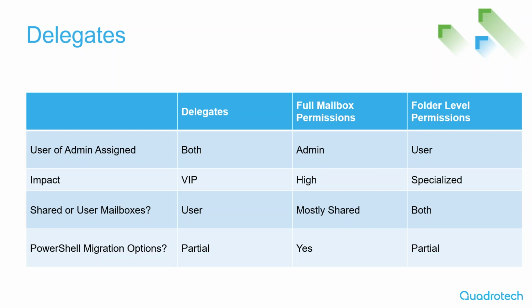The impact from a migration standpoint, delegates for VIPs, it's really impactful. Those are going to be those awful Monday morning panic calls. We talk about full mailbox permissions, still panic calls, but usually not your CFO, CEO, C-suite executives having a problem, but your customer service teams probably have a process involved in that, so that can be really problematic. And folder level permissions, same kind of impact, but very specialized. And what I mean by that is really niche. So if you have this problem, it's a big problem. If you don't, but the majority of people do not have that problem.